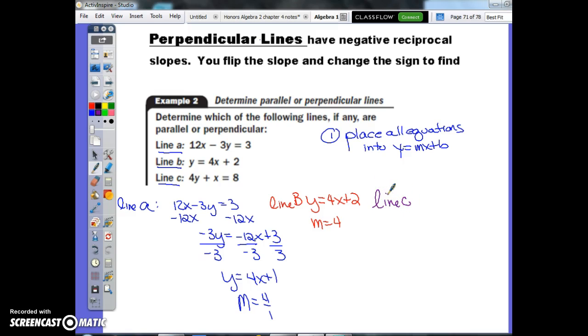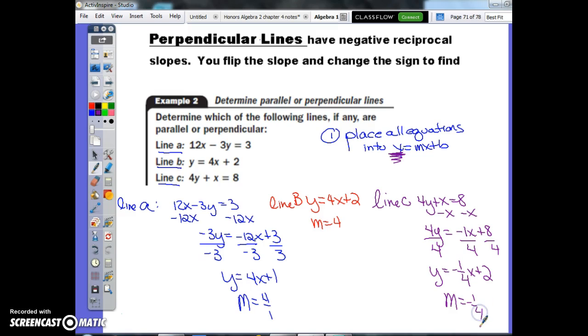Line C. It is 4y plus x equals 8. Remember, we're solving for y. So we're going to subtract the x and get 4y equals a negative 1x plus 8. To get the y alone, we have to divide by 4 everywhere. And y will equal negative 1/4 x plus 2. And here my slope is a negative 1/4.